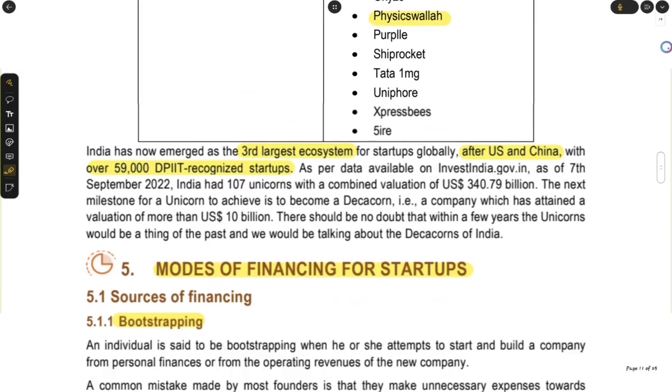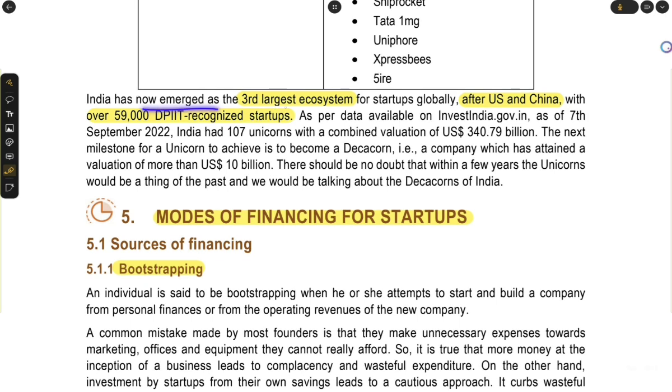Okay, next thing is this. India has now emerged as the third largest ecosystem for startups globally after the US and China, with over 59,000 DPIIT recognized startups as per the data. This is not worth reading, because these figures have changed now.